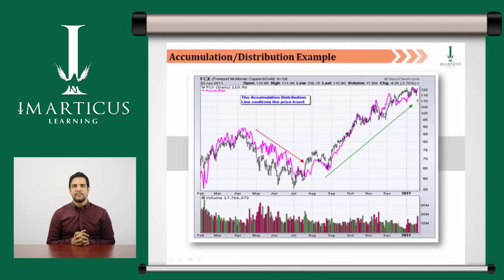The chart shows Freeport-McMoRan, that is FCX, and the accumulation distribution line. Here you see the advancing in February and March, declining from April to June, and then advancing again from July to January. The accumulation distribution line confirmed each of these price trends.